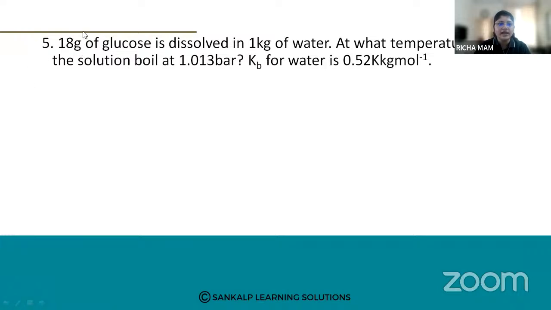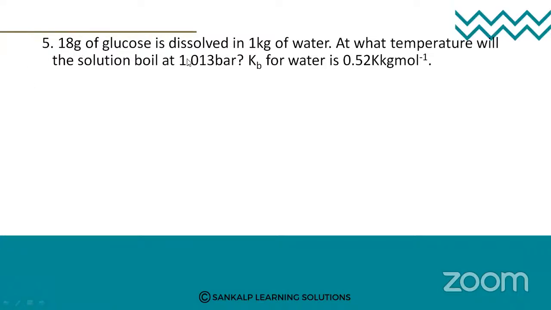Okay, next question is: 18 grams of glucose is dissolved in 1 kg of water. At what temperature will the solution boil at 1.013 bar? Kb for water is 0.52 Kelvin kg per mole. Now, I am not going to solve this, I'm just going to tell you the formula, and by using that formula you're going to solve it. This is a problem related to elevation in boiling point, because here you can see the solution boils. So try to solve this.